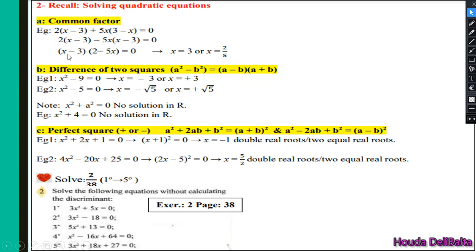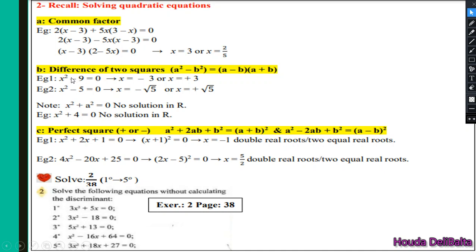Now we have to solve either x minus 3 equals 0 or 2 minus 5x equals 0. If x minus 3 equals 0, then x is definitely 3, and if this one is equal to 0, then its root, or the answer for x, is 2 over 5. So these are called the roots or the solutions of this equation.